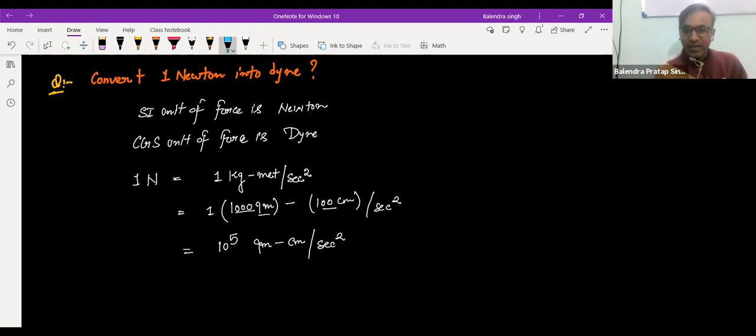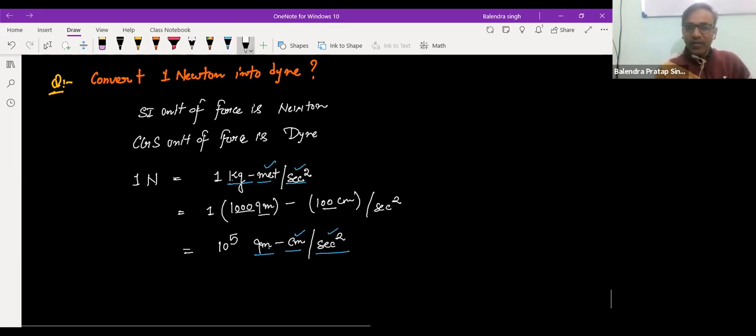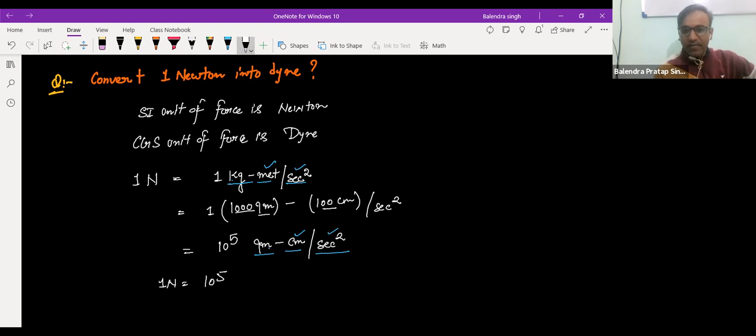So this is the SI system. In the SI system, you define Newton as kilogram meter per second square, and in the CGS system, you define gram centimeter per second square. You convert kilogram into gram, meter into centimeter, and second as it is second. So in this way, you can define 1 Newton is equal to 10 raised to the power 5, and this quantity, which is gram.